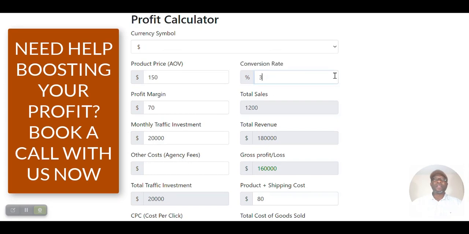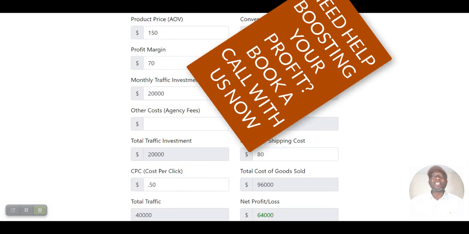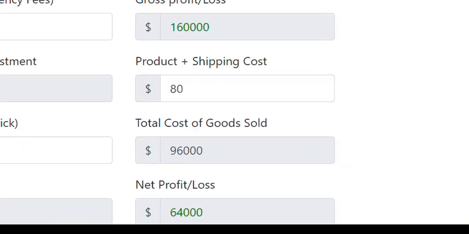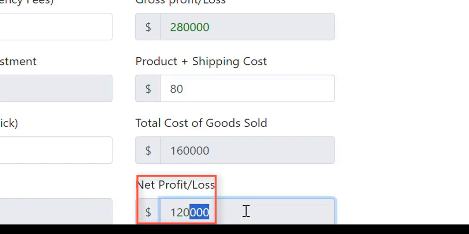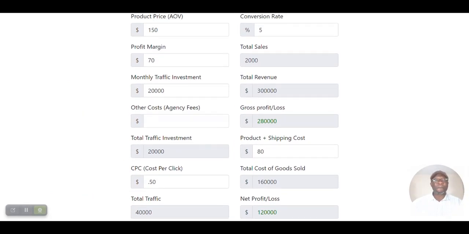Okay, now this conversion rate is not enough for us in terms of our own company. If we are helping clients, we can get them higher conversion rate than this. Okay, let's say we work with a client and we help them to get, say, 5% conversion rate. You can see we're now talking six figures, 120,000 in net profit to their site, and gross profit 280,000.